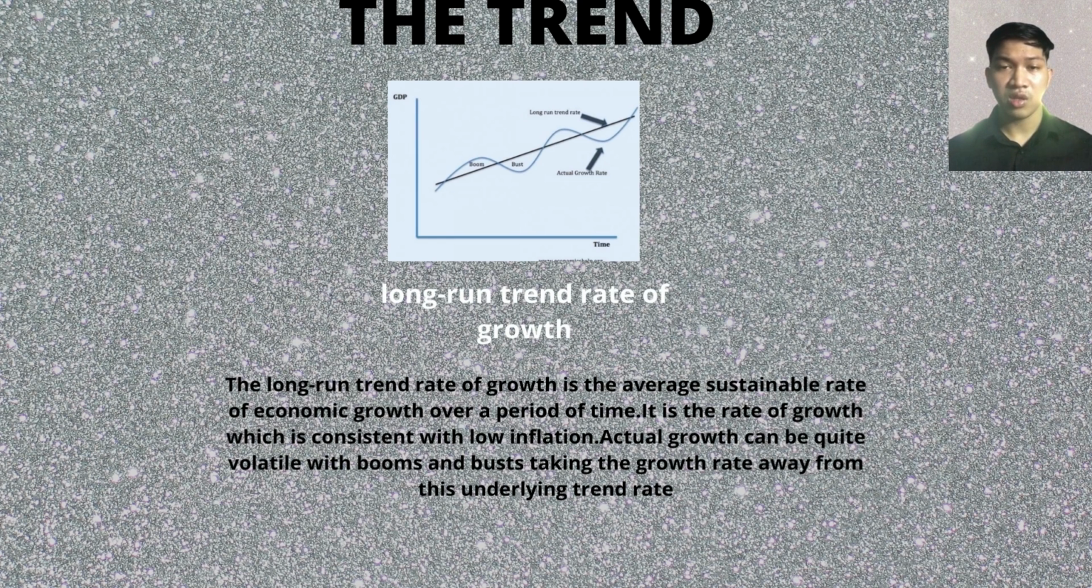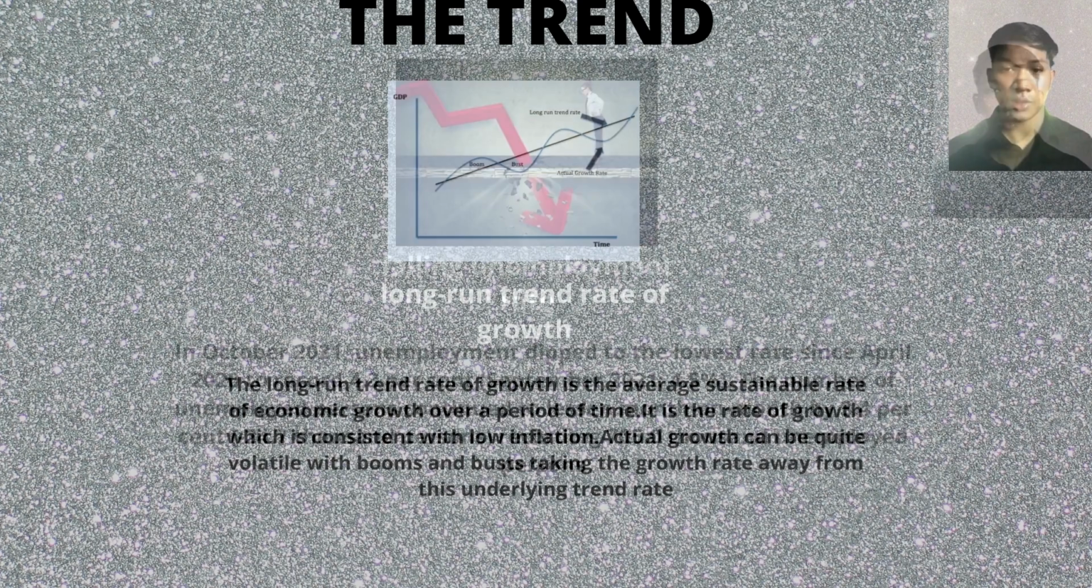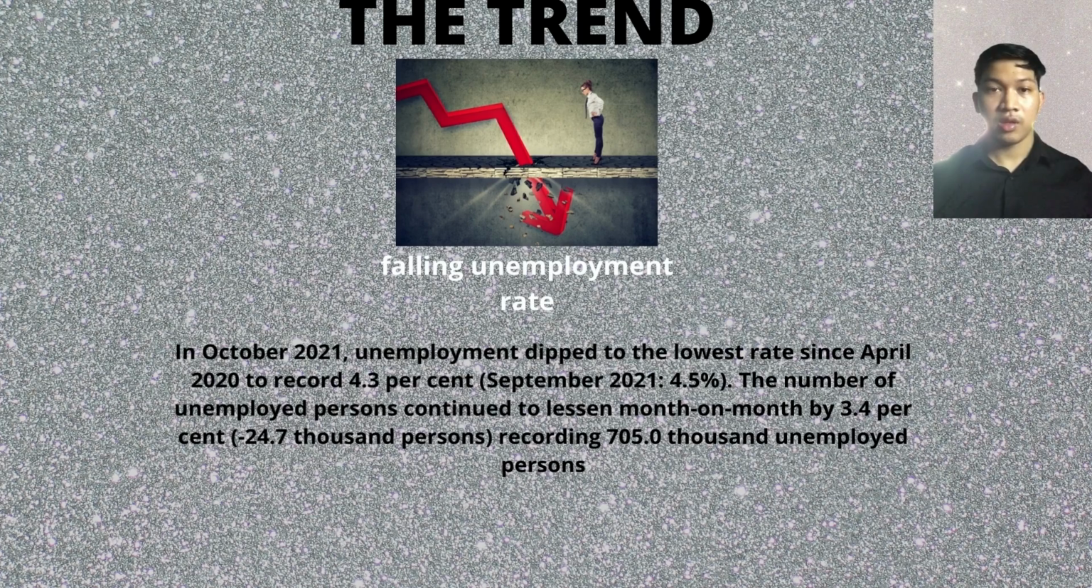Actual growth can be quite volatile, with boom and bust taking the growth rate away from the underlying trend rates. In the UK, in the post-war period, the long-run trend rate is approximately 2.5%, but we had many periods of boom and bust. Next, a falling unemployment rate. Say the economy is in a boom period and the unemployment rate falls to a new low. Interest rates are at a low point too.